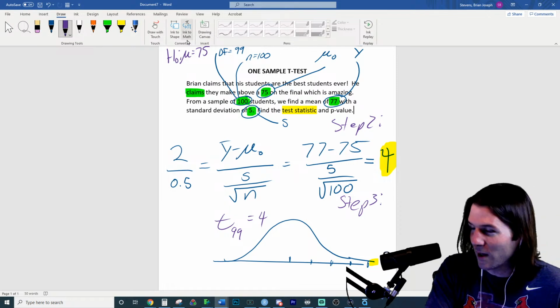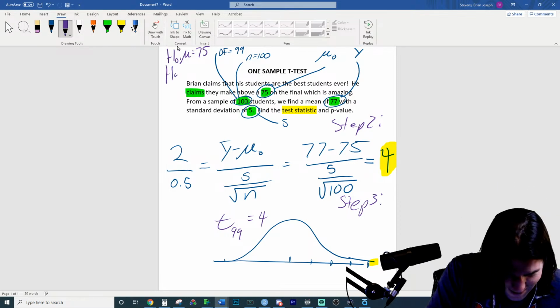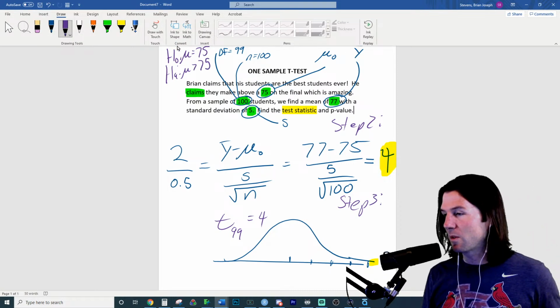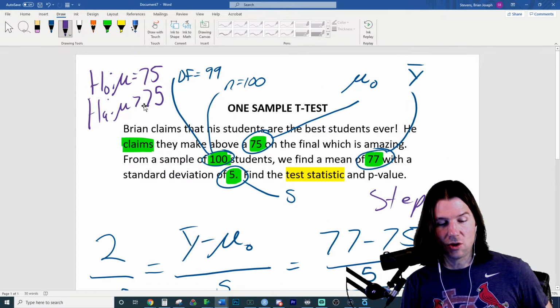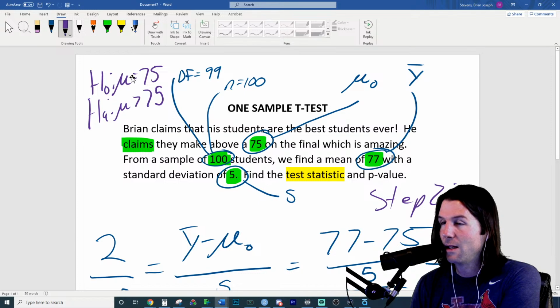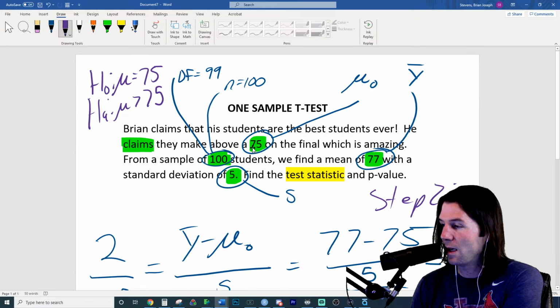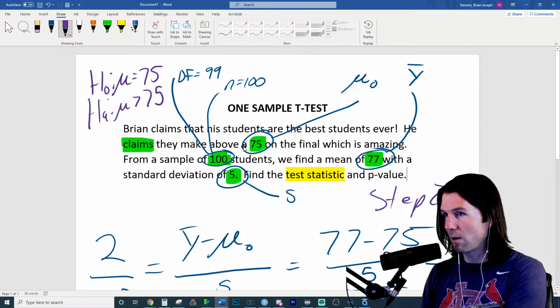I have to get really close to write this. Does that make sense right there? The alternative is going to be that Brian says his students make above a 75. The null is that they make a 75. The alternative is that they make above a 75. Does that make sense right there to everybody?